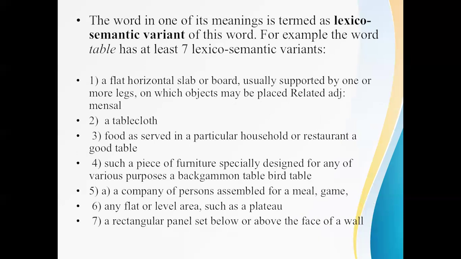The word in one of its meanings is termed a lexico-semantic variant of this word. For example, the word table has at least 7 lexico-semantic variants. First, a flat horizontal slab, usually supported by one or more legs, on which objects may be placed; related adjective: mensal. Second, tablecloth.